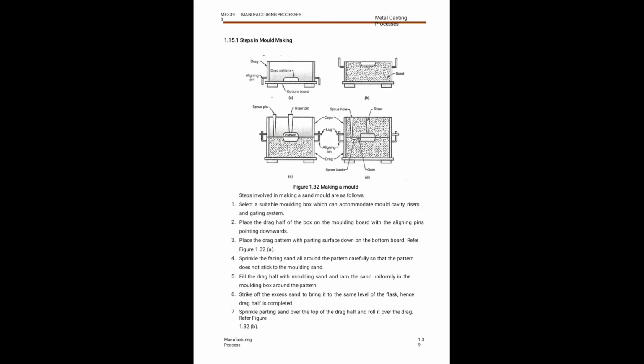Fill the drag half with the molding sand and ram the sand uniformly in the molding box around the pattern. The excess packing sand will be removed. It will be struck off. Next, it will be rolled over.